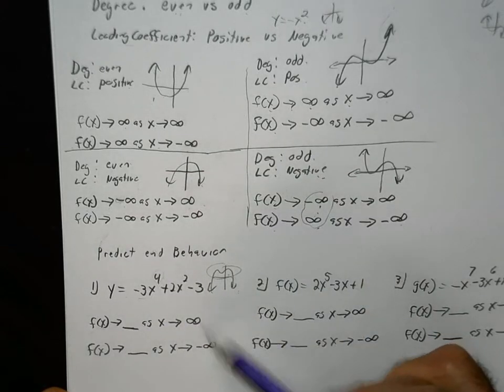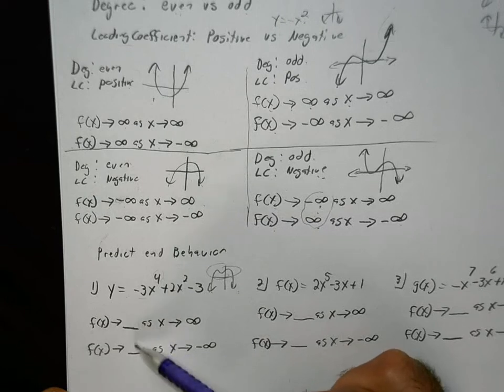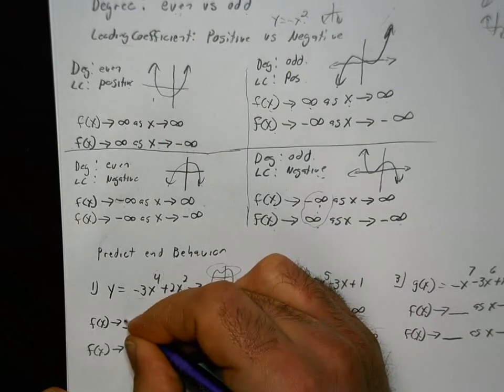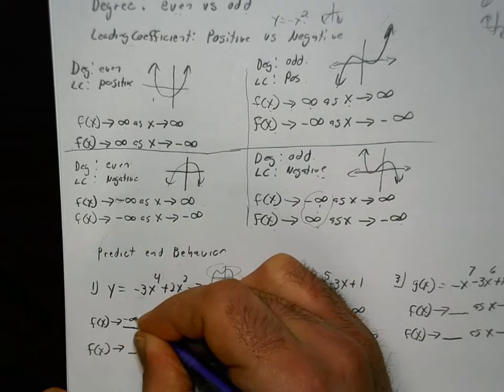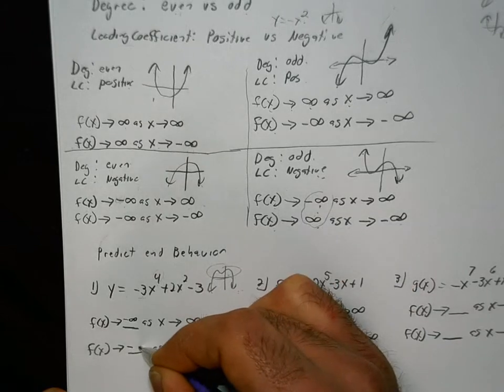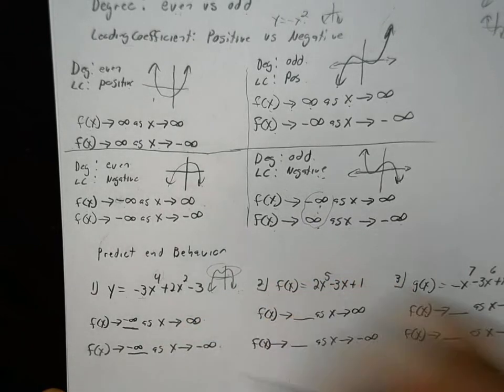So if I was to fill this in and put either positive or negative infinity, in this case, because I know the degree is even and I have a negative, that makes both ends go down. So my function approaches negative infinity as x approaches infinity, and it approaches negative infinity as x approaches negative infinity. Both ends are going down.